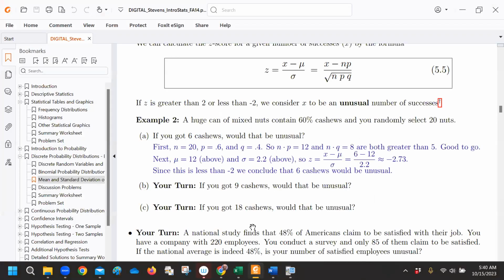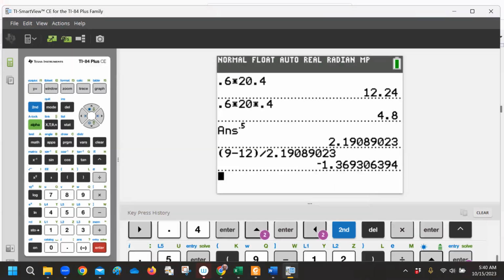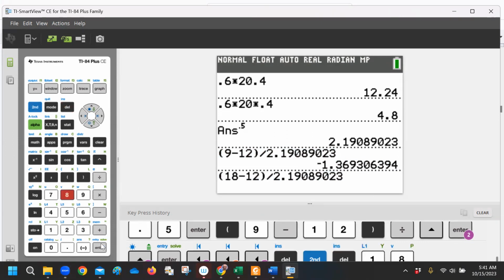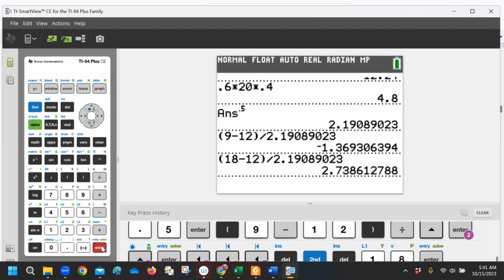What's the book asking us? How about 18 out of 20? Well, I probably already can tell that's going to be unusual. But here, let me grab this, and I'm going to change that 9 to an 18. I'm fast with these calculators, but I've been using them for years. So that's almost 3 standard deviations higher than the mean. So yeah, that's definitely an unusual result.